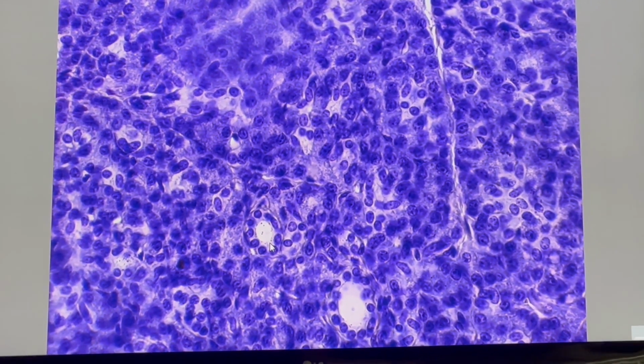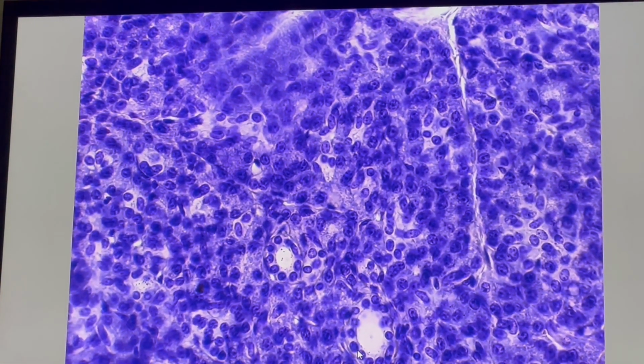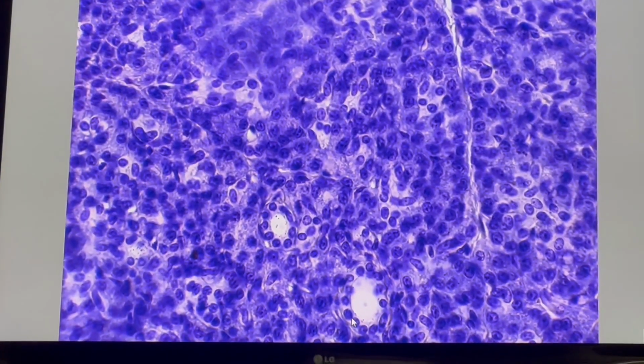This is the intercalated duct, and this is the larger intralobular duct. Intercalated. Intralobular.